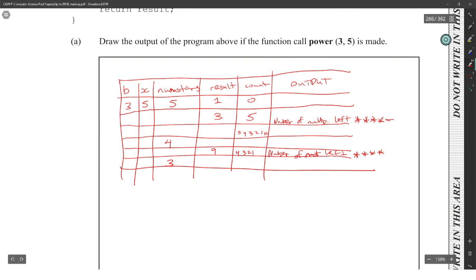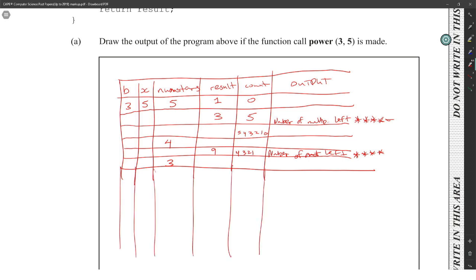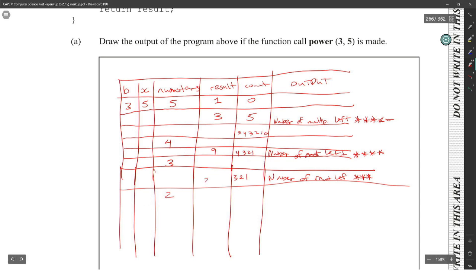So what will happen next is the value for count will go from 3 to 1. So print number of multiplications left is 1, 2, 3 stars, and then that will change the value of num stars down to 2. Oh wait, we have to multiply 9 by 3, which is 27. That'll give us a 2 there, and then we have 2 and 1 as the values of count.